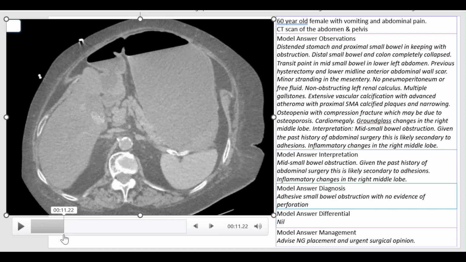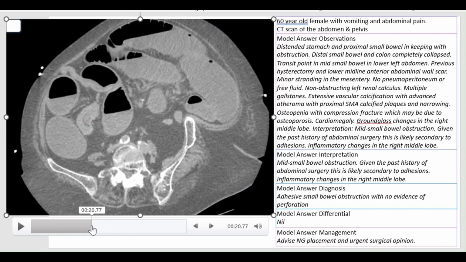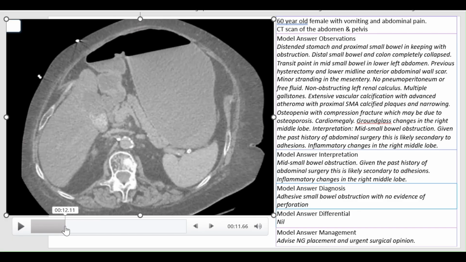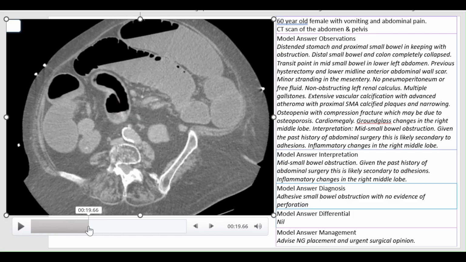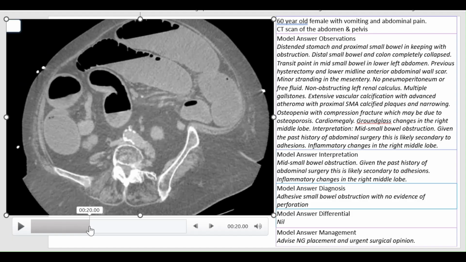My interpretation here: I have mid-small bowel obstruction. Given the past history of abdominal surgery, this is most likely to be secondary to adhesions. So whenever you see small bowel obstruction in a case with a history of abdominal surgery, think of adhesions as the cause of the small bowel obstruction.